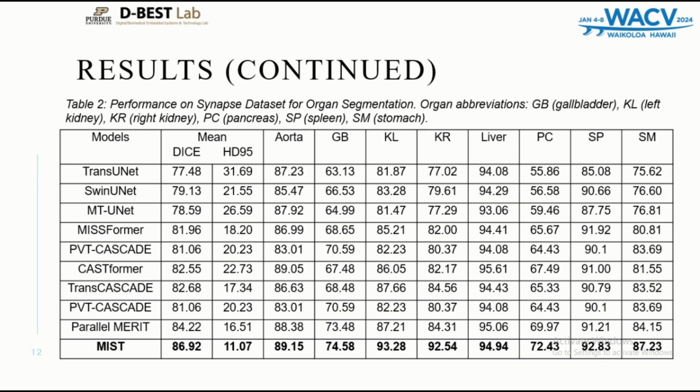Table 2 shows the comparative performance of our model over the Synapse dataset, where we have segmented aorta, gallbladder, right and left kidney, liver, pancreas, spleen, and stomach. According to the table, our model outperformed all other state-of-the-art models in terms of mean dice score and Hausdorff distance. We have also found that our model segments individual organs more precisely compared to other state-of-the-art models. The bold row shows the performance of our MACE model.